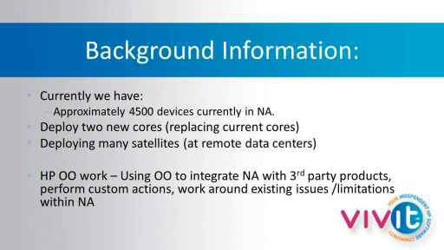So, a bit of background information. Currently, we have about 4,500 devices in network automation. We'll be deploying 2 new cores, replacing the current cores. Good news, it looks like we may go and do even more than this with horizontal scalability with 9.2. We also have many satellites deployed at remote data centers.